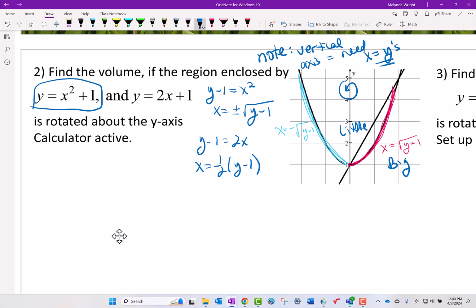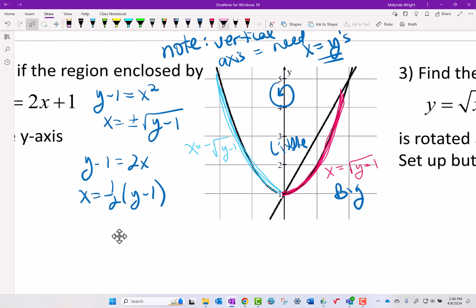Okay, so let's set up. I'm going to look at this figure again. I'm going to highlight the part that we're rotating. This is the part that we're rotating, so we just know which way to go. We have to measure from the axis of rotation. From the axis of rotation to the outside of the figure, the very outside of the figure, is big R. And from the axis of rotation to the inside, the closest part of the figure, is little r. Okay? Big R and little r.